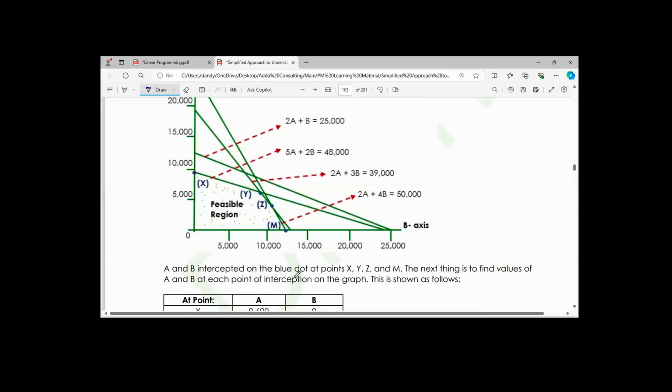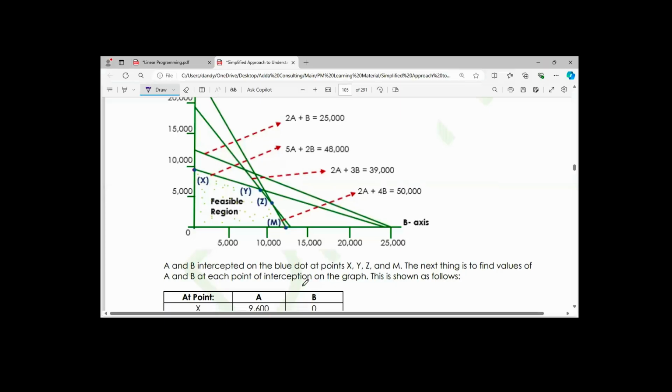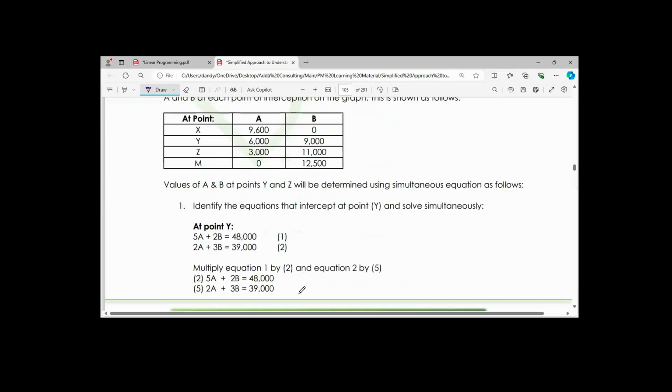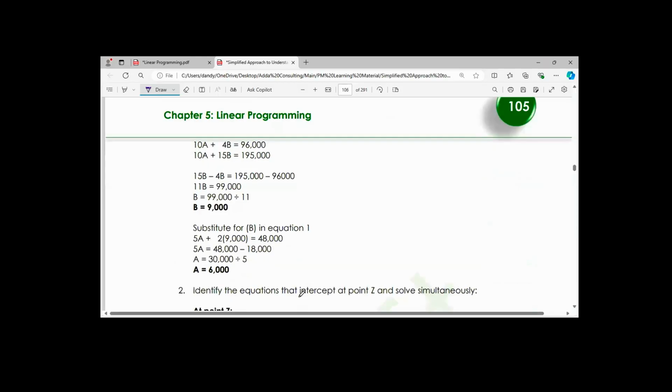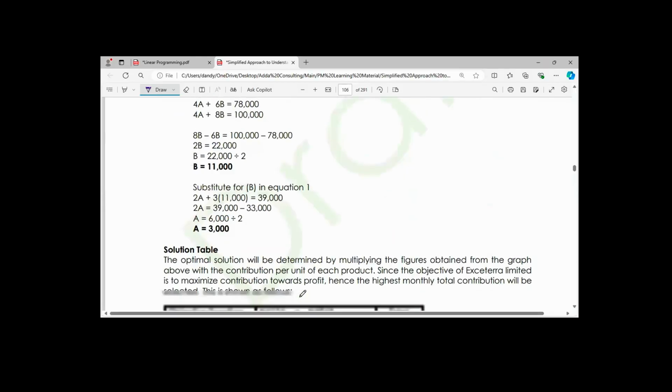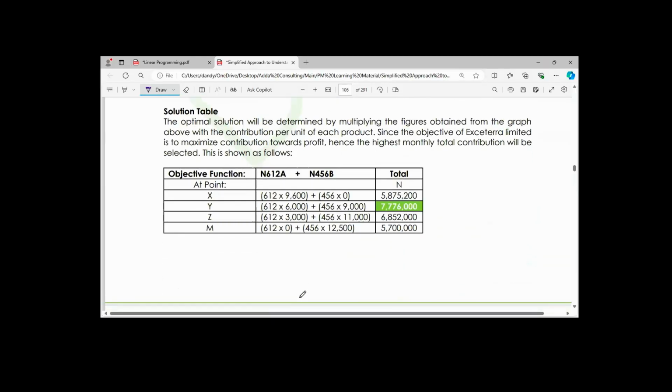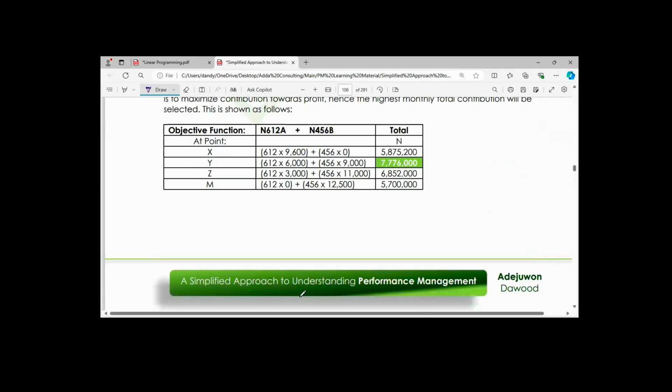See, in my own, because I took my time, I have 4 points of intersection here: points X, Y, Z, then M. But in any case, our decision still remains the same. So our decision is at point Y, right?